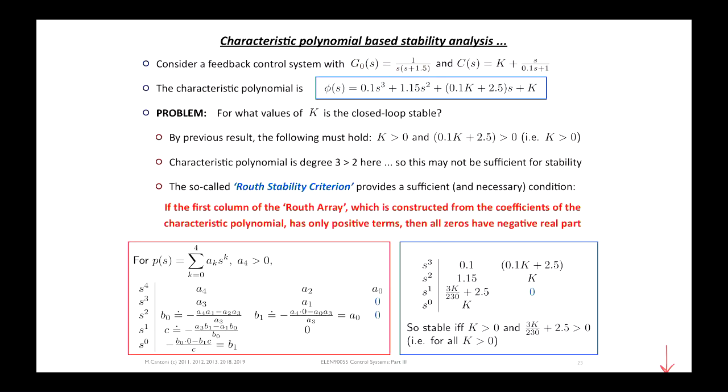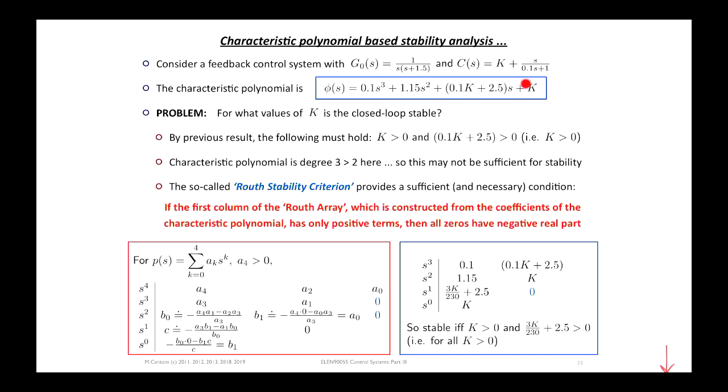It has one pole at s equals 0, and one pole at s equals minus 1.5. So in open loop it's not really stable because of the pole at s equals 0. Some people would call that marginally stable, but there is a component of the impulse response that does not decay. So I would call that unstable.